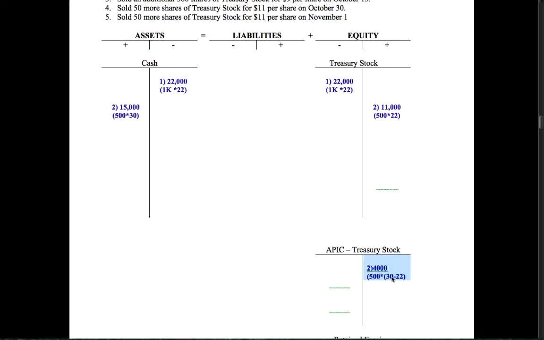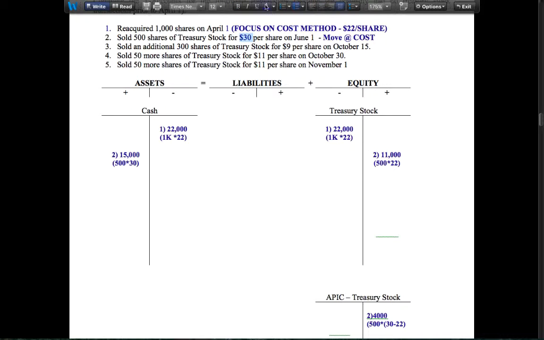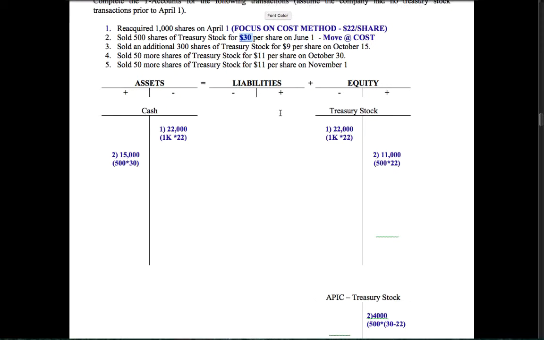This is reflective of the difference between the price per share we received minus the cost that it took us to acquire the shares, times the 500 shares that we resold. Therefore, you can see in this example how the cost to acquire is the only thing that impacts the treasury stock account, whereas the cash you receive and the additional paid in capital are a function of the per share balance you received in cash when you sold those shares back to the market.